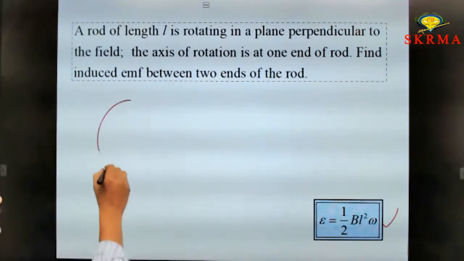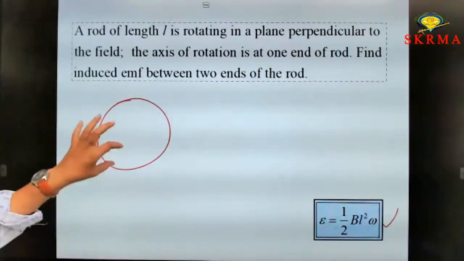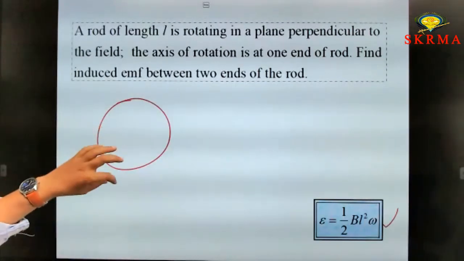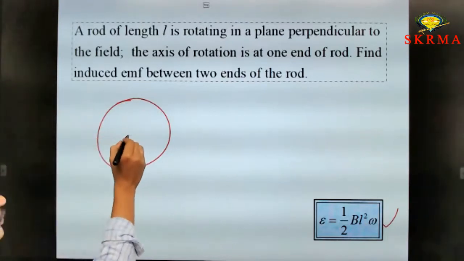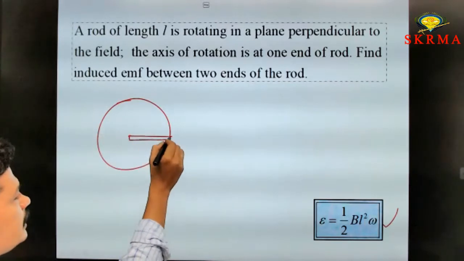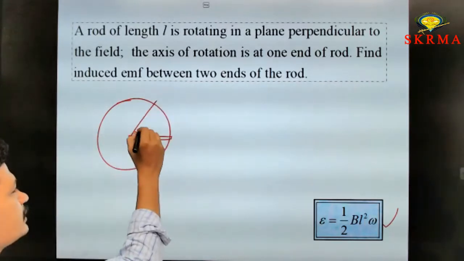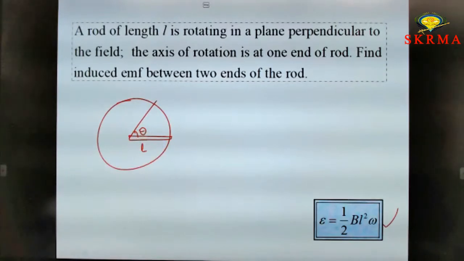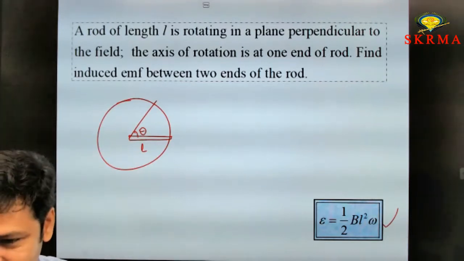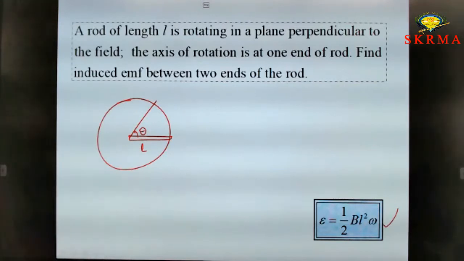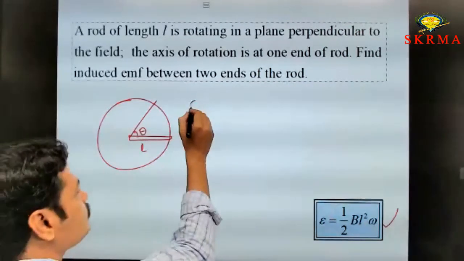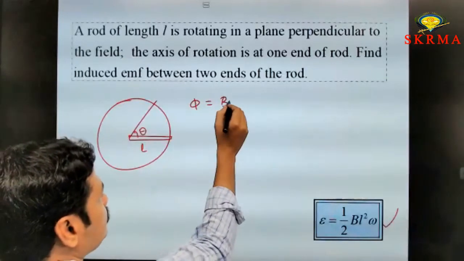Here, how can we derive this equation? It is moving perpendicular to the field. Assume this is the rod. It is moving with the angle theta. The rod length is L. If you want to calculate induced EMF, first we have to calculate flux. The change in flux is the EMF induced. That's why we have to calculate flux. If you want to calculate flux, phi is equal to B A.